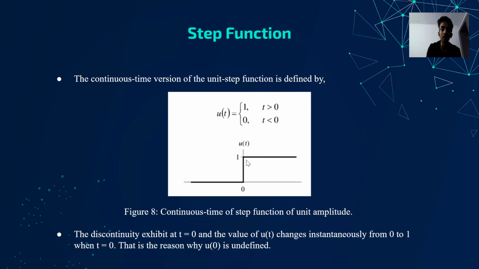And u of t is equal to 0 when t is less than 0. Here, this figure shows the continuous time step function of unit amplitude. Now there is a discontinuity which exhibits at t equals 0, and the value of u of t, the step function, changes instantaneously from 0 to 1 when t is equal to 0. That's why we say that at t equals 0, u of t does not exist. Okay, it's undefined.